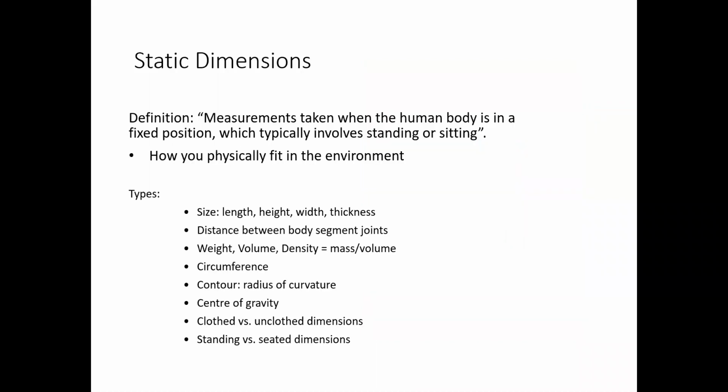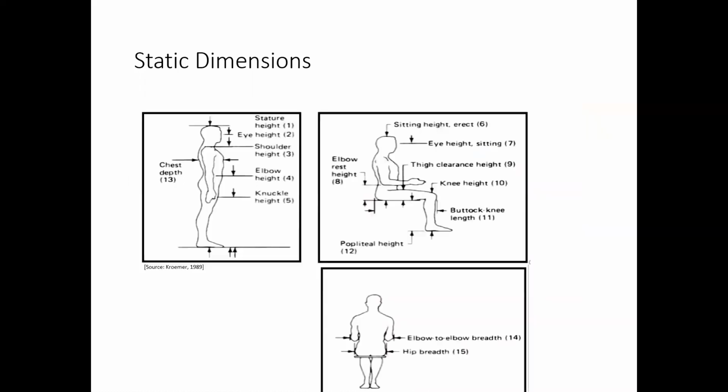Static dimensions are the most common ones that you'll find in some of those tables. They'll be when the body is in a fixed position, and they're really, really important for designing physical products, chairs, desks, those kind of things, where your user is primarily not going to be in a dynamic state. These are some examples of those. These images are very, very common in ergonomic coursework or in ergonomic textbooks.